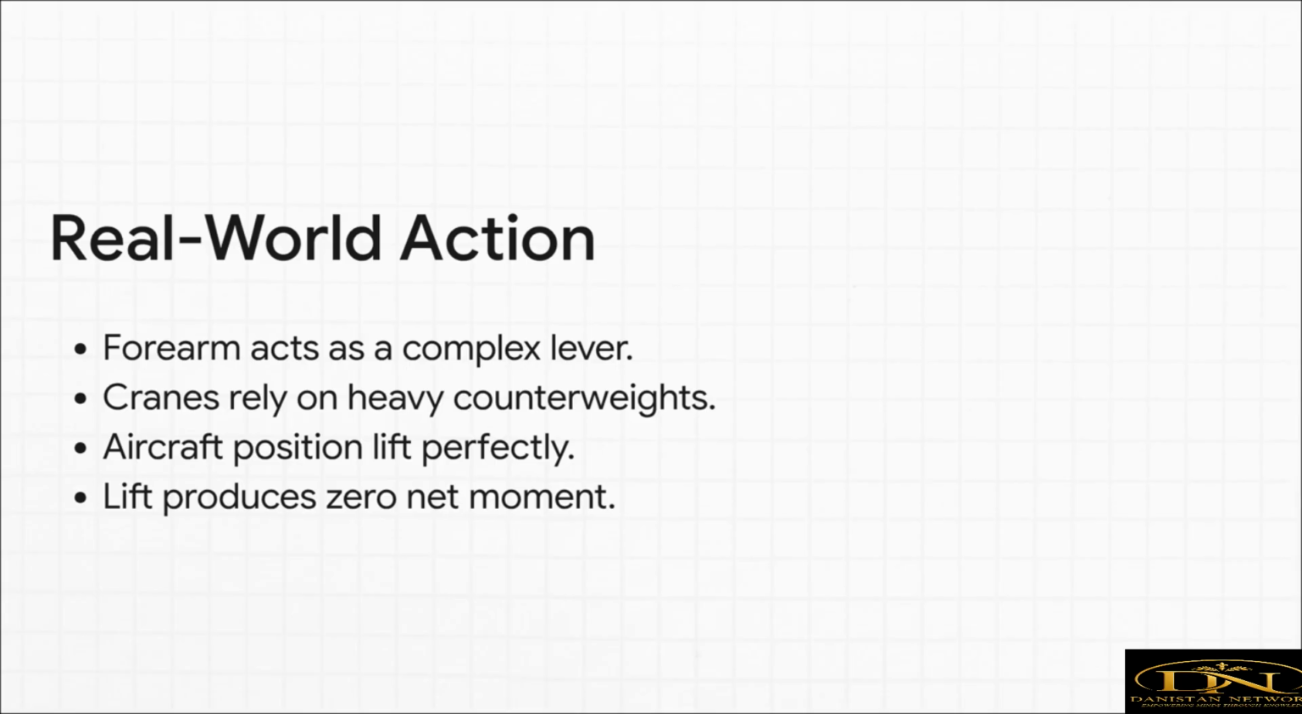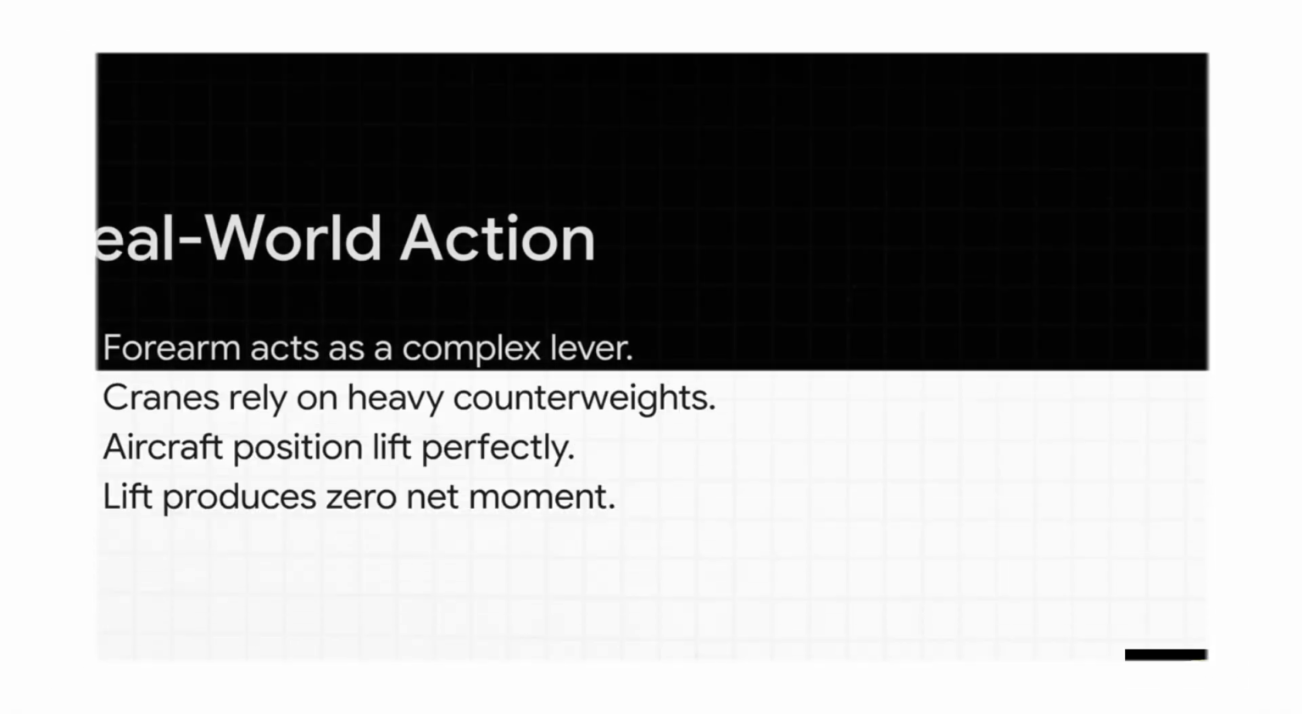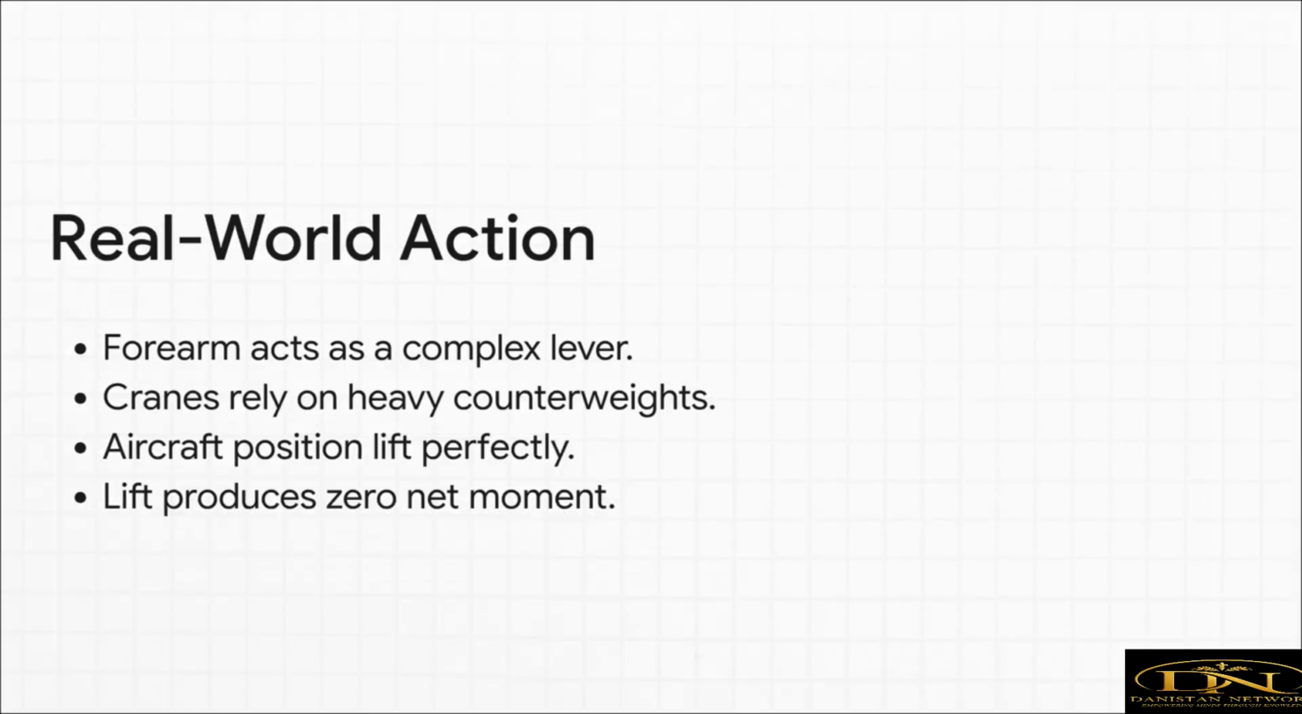Pretty cool, right? Out in the city, those giant tower cranes use massive concrete counterweights on their short back ends to perfectly balance the enormous clockwise moments of steel beams hanging off their long front ends. And even at 30,000 feet, aircraft wings are positioned so meticulously that the upward lift force perfectly balances the plane's weight without causing any net turning effect, because a spinning commercial airliner is generally considered a pretty bad thing.